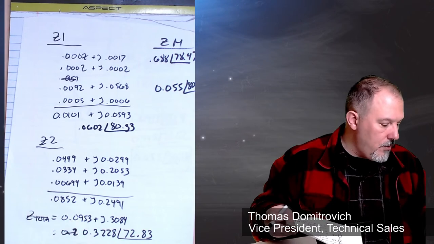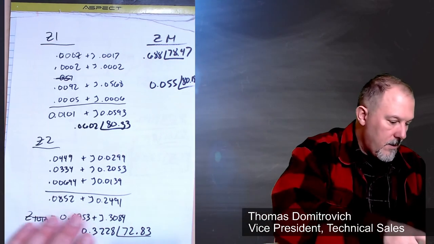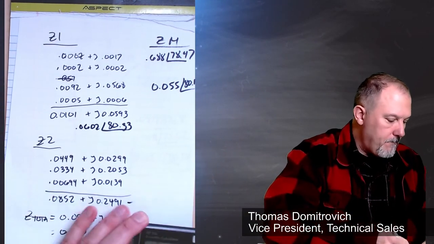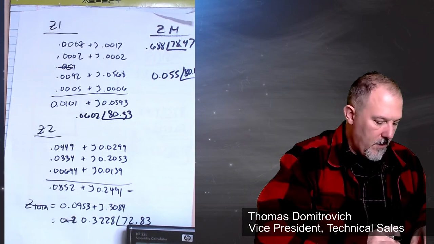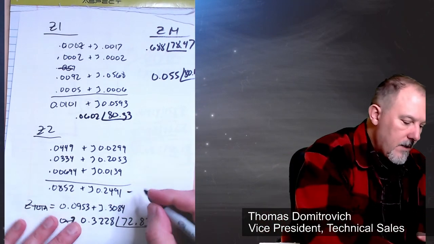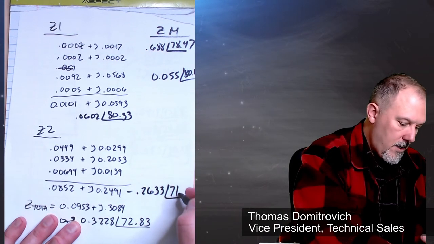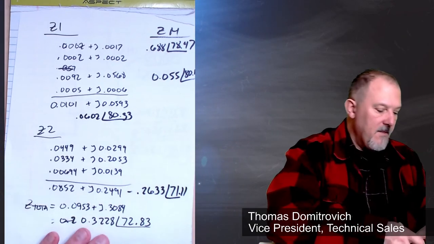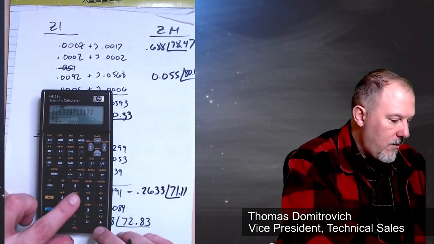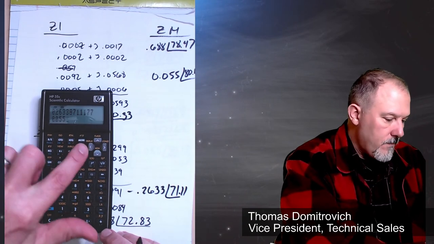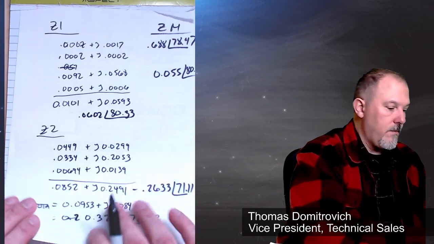Now we're going to add that to this down here. Let's do this in polar. That one is 0.0852 I 0.2491. This is 0.2633 at an angle of 71.11. So what I'm going to do is add that to 0.055 at an angle of 80.18, and that gives my new Z total.